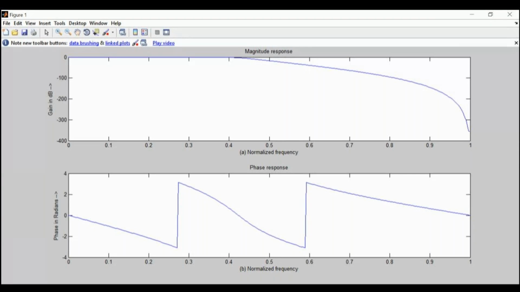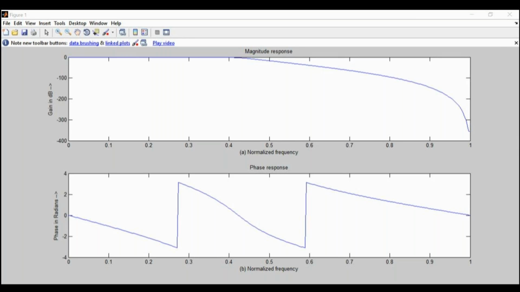This is the figure window that you have got here, showing the magnitude response and the phase response. This is the magnitude response of the low pass filter. On the x-axis you have the normalized frequency 0, 0.1, 0.3, 0.4, etc. up to 1, and on the y-axis you have 0, minus 100, minus 200, minus 300, etc. The plot of normalized frequency versus gain in dB is the magnitude response. The plot of normalized frequency versus phase in radians is called the phase response.